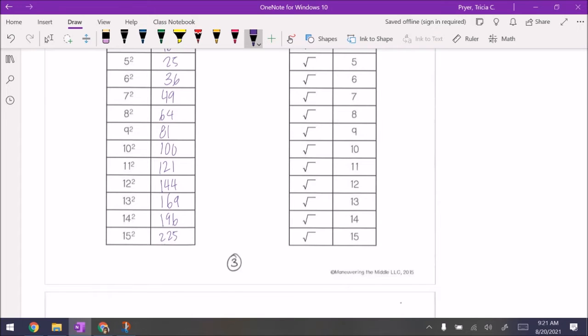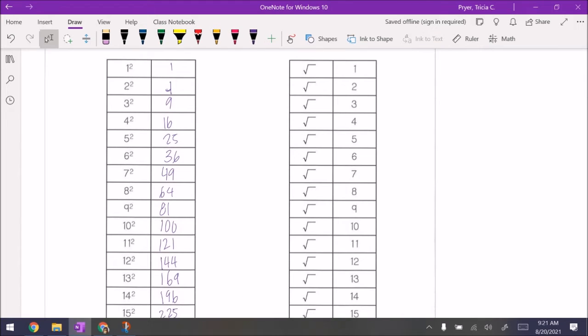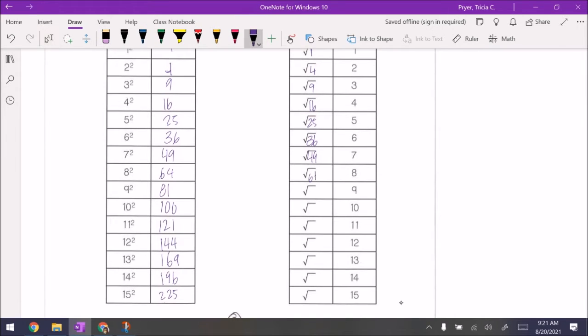15 squared? 225. Okay, so then if 1 squared is equal to 1, what do you think the square root of what is equal to 1? 1. The square root of what is equal to 2? 4. The square root of what is equal to 3? The square root of what is equal to 4? The square root of what is equal to 5? And then the square root of 49. Do you see the pattern now? The square root of 81 is equal to 9. The square root of 100 is 10.